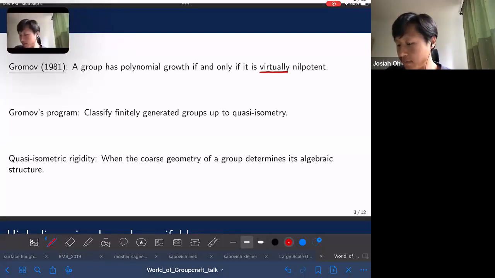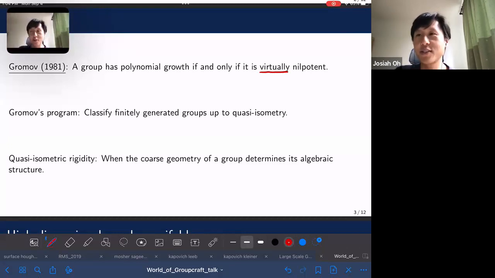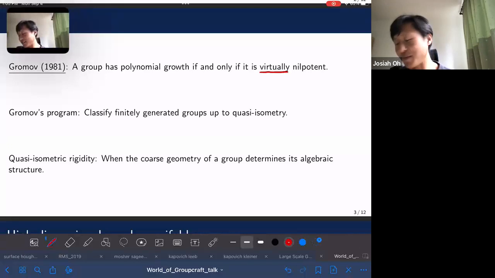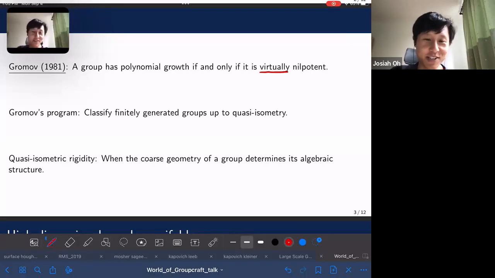This was a very celebrated theorem, and around this time, Gromov proposed a large program or direction of research, which is to study finitely generated groups up to quasi-isometry. This is not something that we hope to eventually finish. It's not feasible to expect that we can one day actually classify all these groups, but it's a motivation for a direction of research that's still very much alive today.